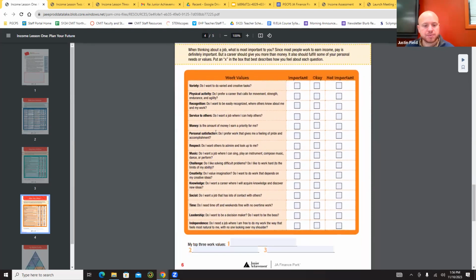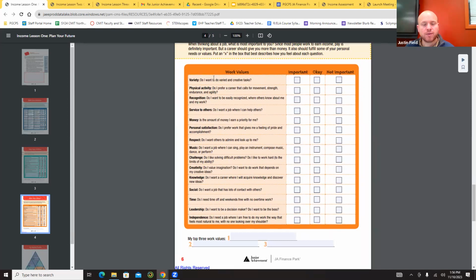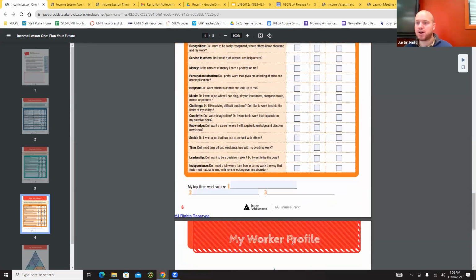Okay, so work values, variety, physical activity, on a scale from none. Check the box that describes how you feel about that particular value. And then list your 3 top values at the bottom of the page. Pause the video, complete that, and then click play.